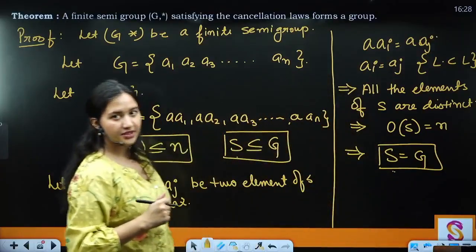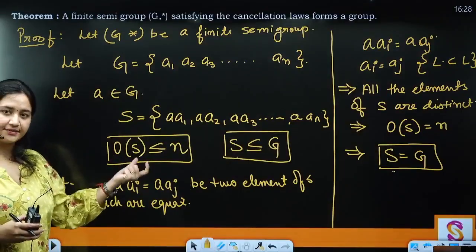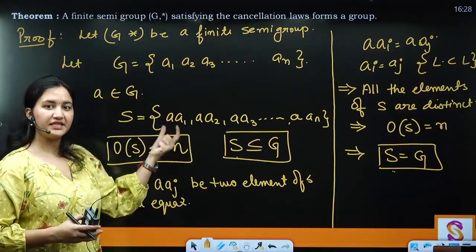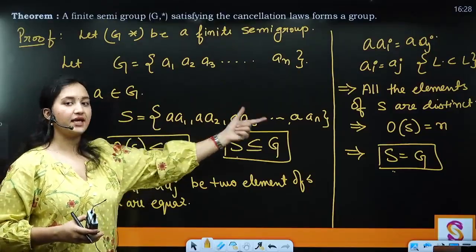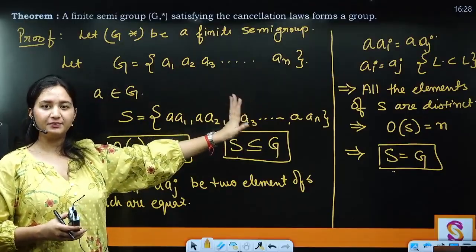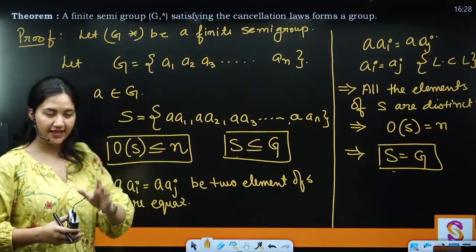From here, what did we find out? That S is going to be a set in which the elements are of the form AAI. That means AA1, AA2, AA3, up till AAN, right? So if any arbitrary element B, if I take from the set S, it is always going to have a solution, right?